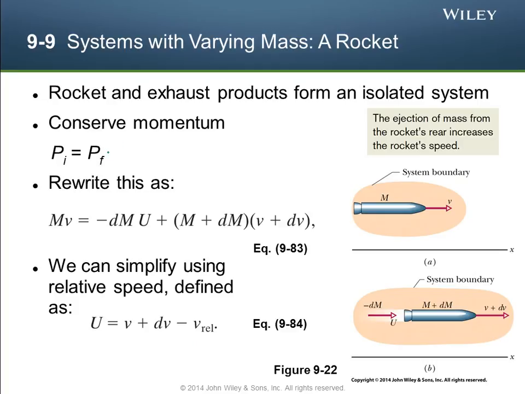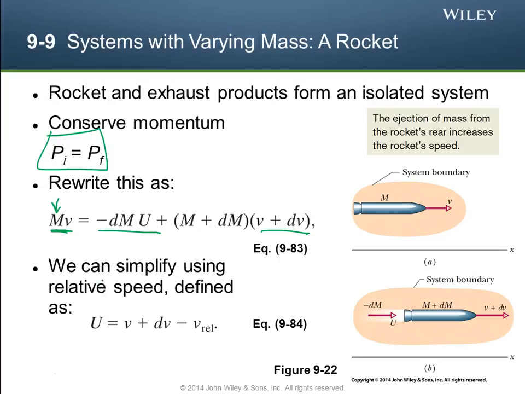So looking at the conservation of momentum, that the initial momentum is equal to the final momentum, we can rewrite it as: the initial momentum, the total mass, this is big M, times the velocity, has to equal negative dm times u, and we'll talk about what that is in a second, plus the total mass plus dm times v plus dv. Now this looks kind of complicated at first, but it's a nice simplified equation that's going to help us out here.